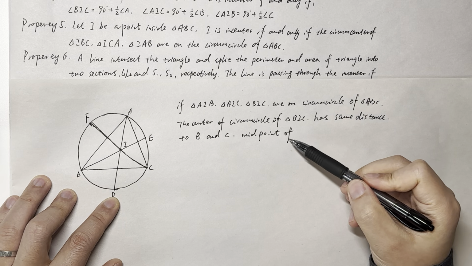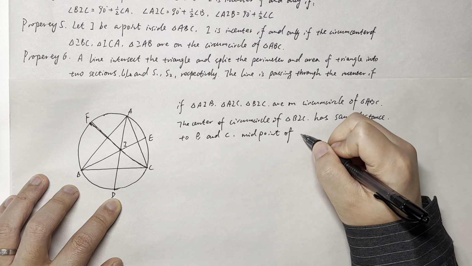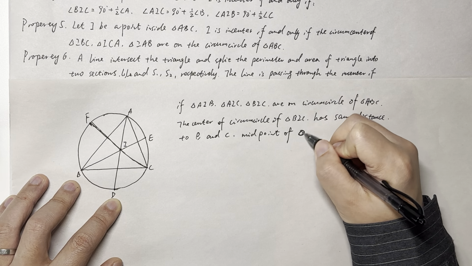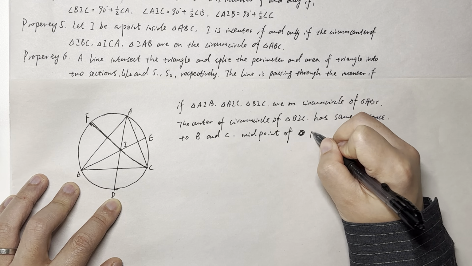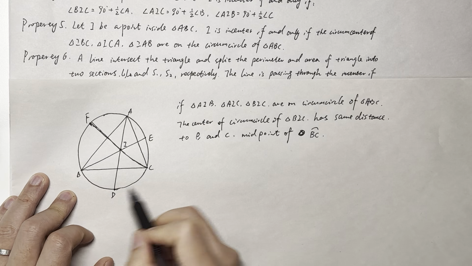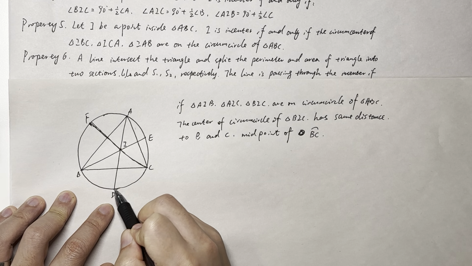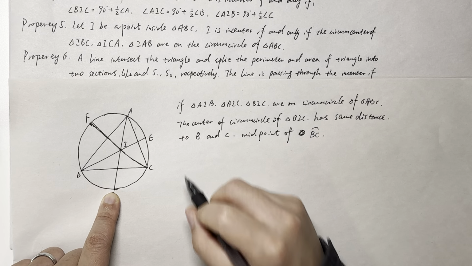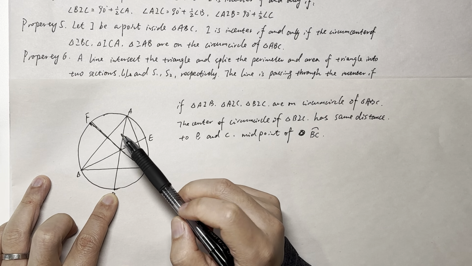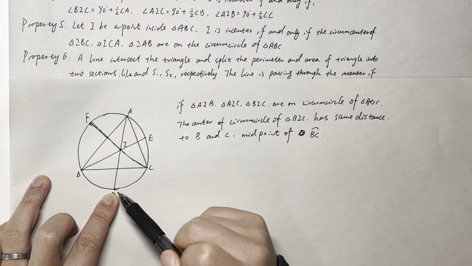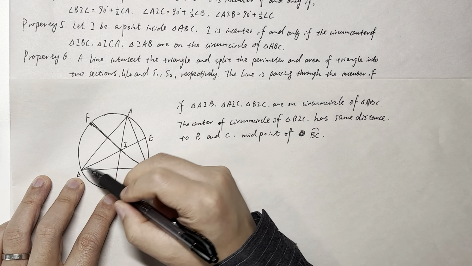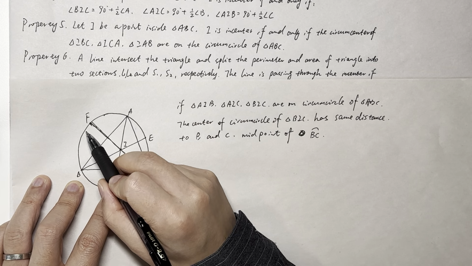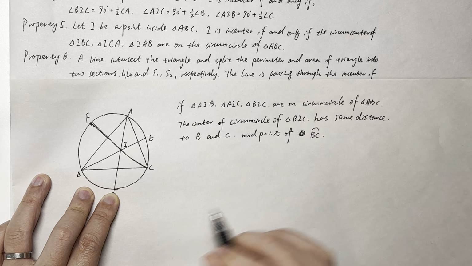The center is the midpoint of arc BC, right? That's a midpoint. And we know the center of the circumcircle of triangle AIB would be the midpoint of arc AB, right?